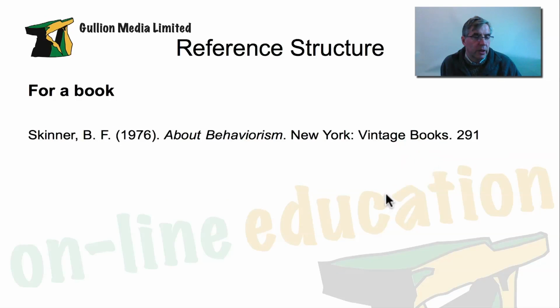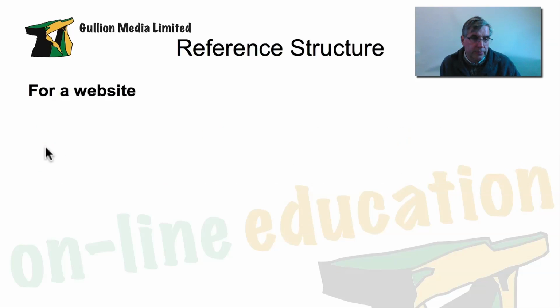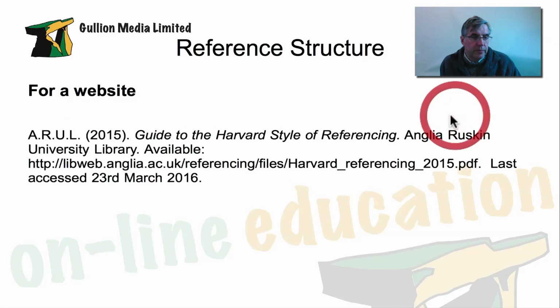In a book, we have the surname, the initials, the year, the title of the text, as in the book, the place it was published, in this case New York, the publisher, which is Vintage Books, and the number of pages, which is 291. On the web, again, it looks a little bit longer.